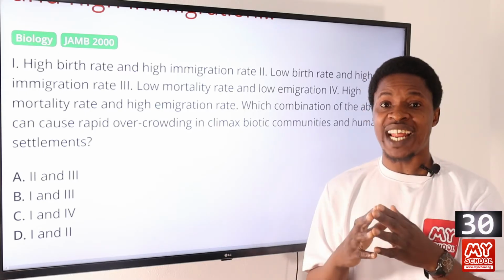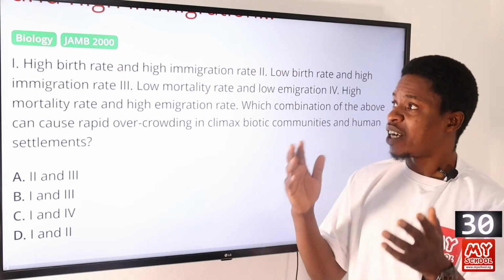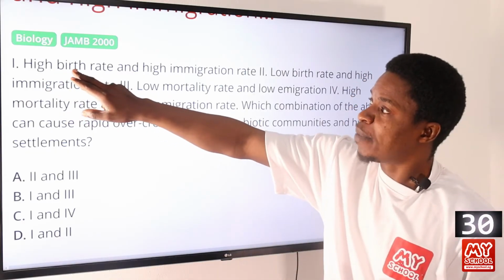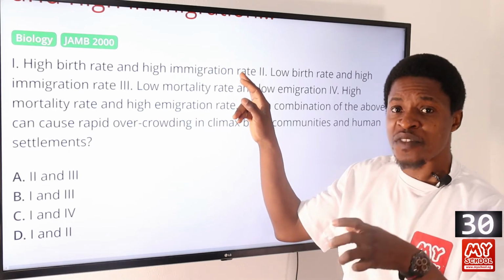That's why we talk about China having the highest population all over the world. And then we talk about also the death rate. So let's look at option 1, which says high birth rate and high immigration rate. Will this one add to the population of that community?